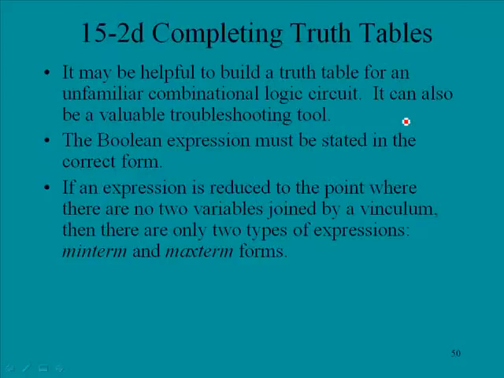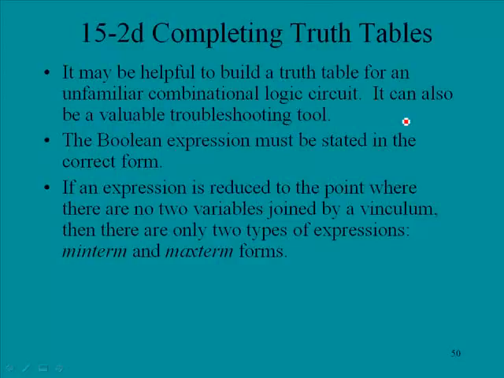Okay, we're in the final section of 15.2, and we will be completing truth tables. This is actually a continuation from the previous section where we were writing Boolean expressions. We started out with a circuit, we wrote a Boolean expression for it, and now we'll be completing a truth table. It may be helpful to build a truth table for an unfamiliar combinational logic circuit. It can also be a valuable troubleshooting tool.